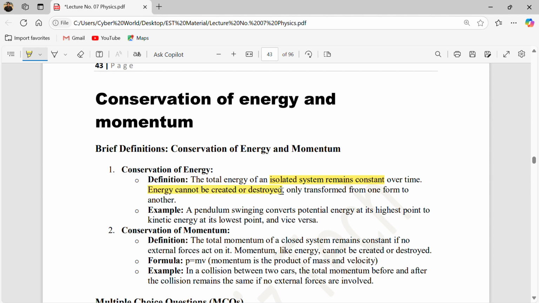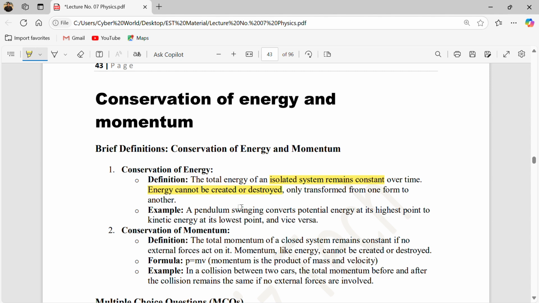This is a very important line. You already know that energy cannot be created by ourselves and cannot be destroyed by themselves, but it can be transformed from one form to another. A pendulum swinging converts potential energy into kinetic energy. When you see the pendulum move to its extreme position, then move to its mean position, at the extreme position its velocity is minimum, but at the mean position it has the maximum velocity, because velocity changes with respect to time. At the highest point, its kinetic energy is low and its potential energy is max, and vice versa. So this is how conservation of energy is obeyed.